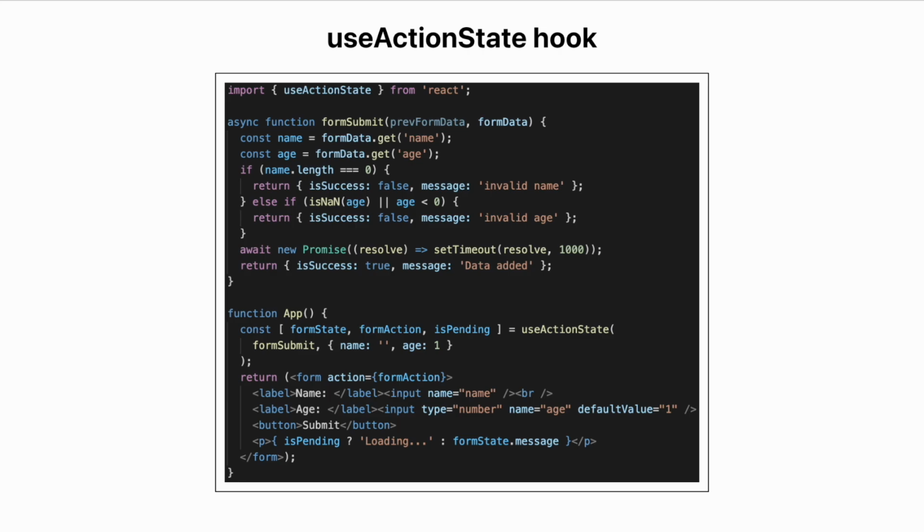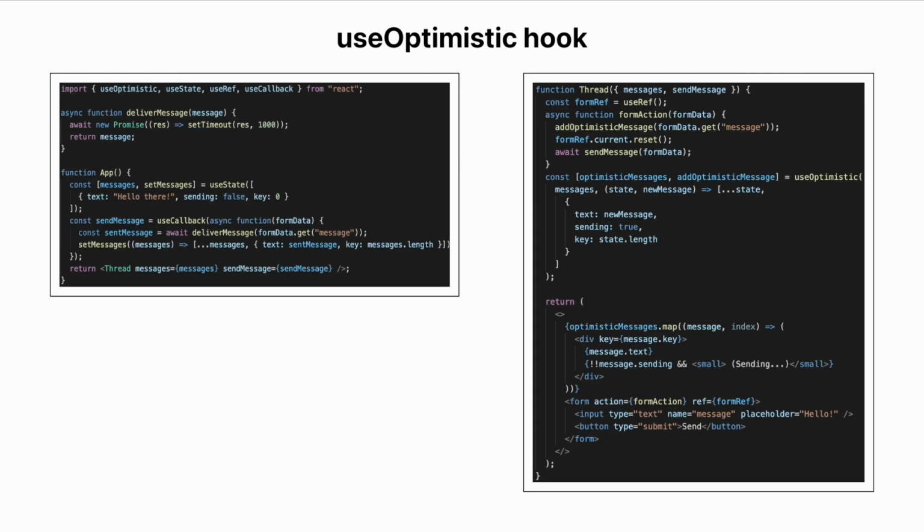useOptimistic optimistically updates the UI. Sometimes after we fire some async operation, we may need to show some progress to the user until the async operation completes. It takes two parameters. The first parameter is the state to be returned initially and whenever no action is pending. The second parameter is the update function that takes the current state and the optimistic value as arguments and returns the optimistic state. useOptimistic returns two values.